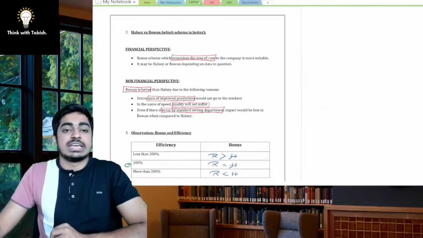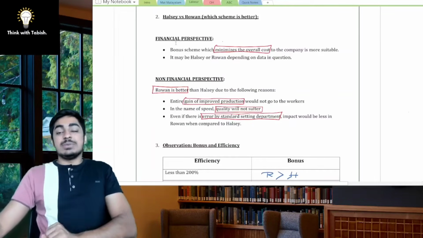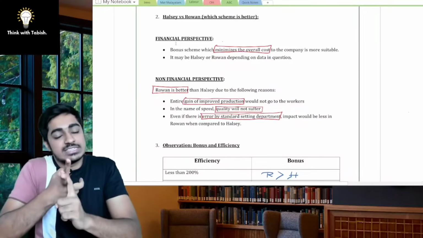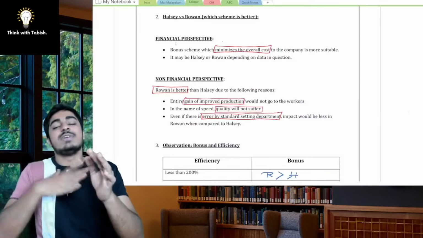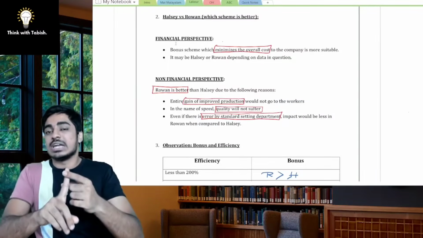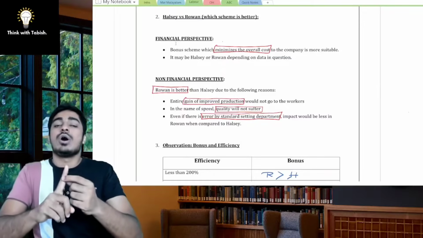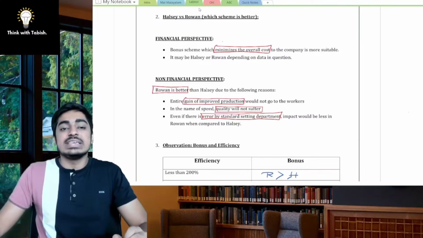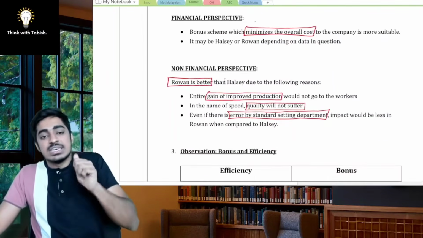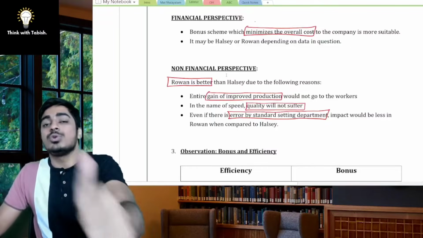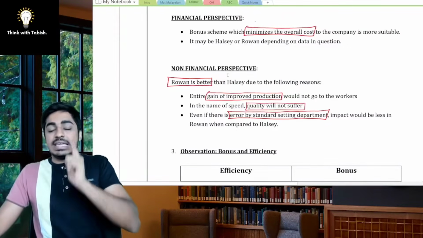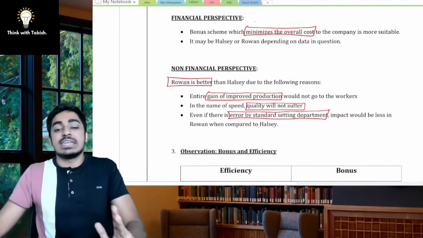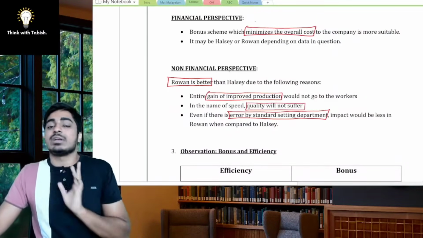Next, we have a theory question telling which scheme is better. We have to analyze from two different perspectives, from a financial perspective and from a non-financial perspective. From a financial perspective, wherever company is incurring the least cost, that will be better. It can be either Halsey or Rowan. But from a non-financial perspective, we should always tell that Rowan is better than Halsey. Why? 3 points. Firstly, entire gain of improved production will not go to workers. Second, in the name of speed, quality will not suffer. And third, even if there is error by standard setting department, the impact would be less.